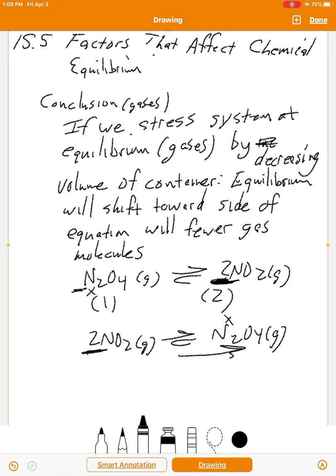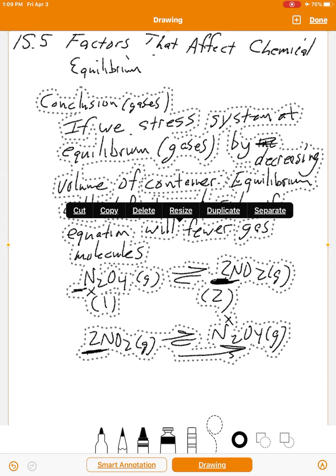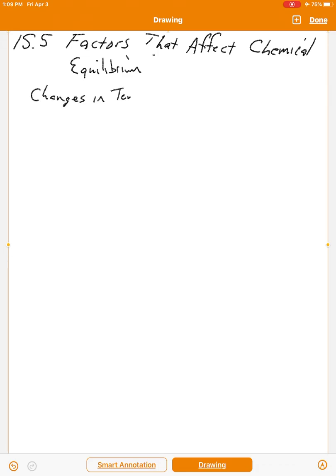Okay? Now there's a third effect that we want to look at, and that's changes in temperature. And so we're going to look at that now. So changes in temperature. All right, so let's take a look at that. Now, this is an interesting thing. It turns out that temperature can affect equilibrium as well.